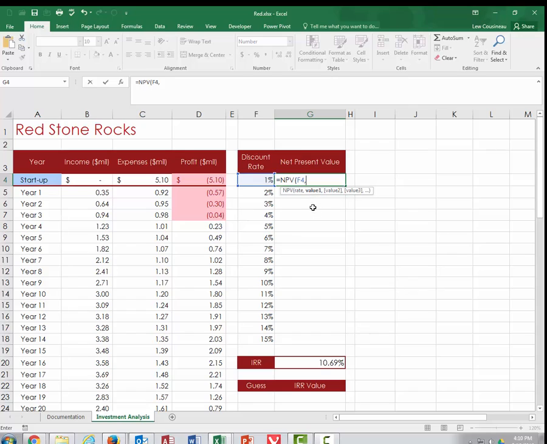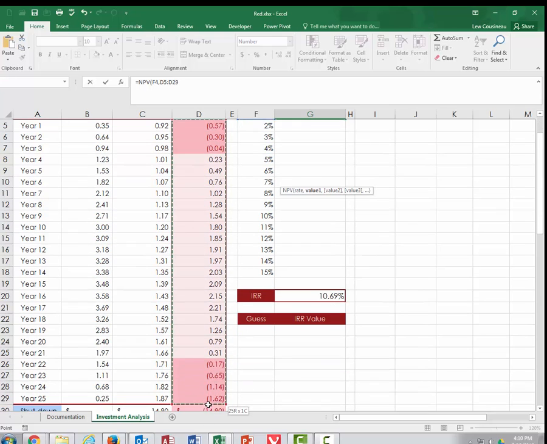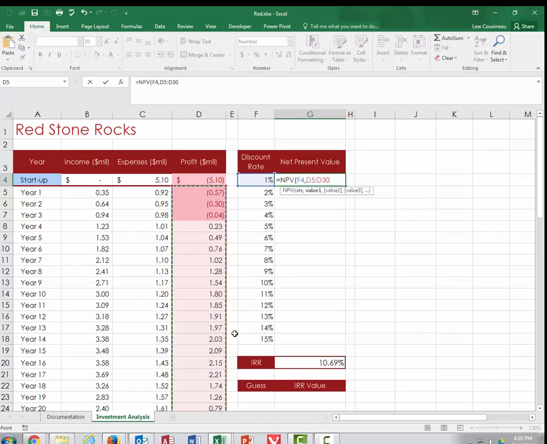So, comma, but now what are our list of payments that we're getting back? So that will be just right here, D5 through 30. So those are our payments coming back. Obviously, some of them are negative, but what we want to do is then take that and subtract our investment, the 5.1. Since it's already negative, I think we're going to end up adding our investment back.